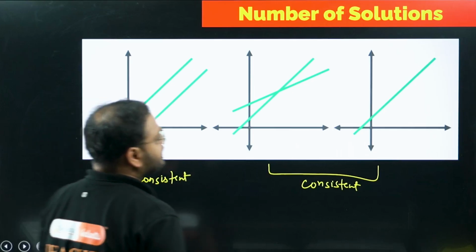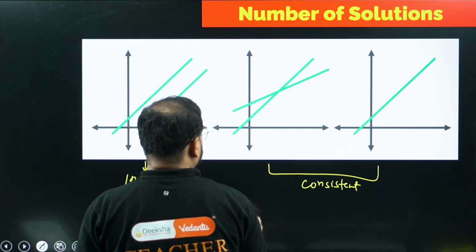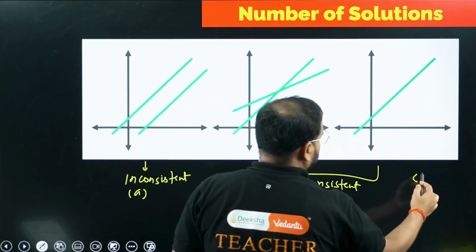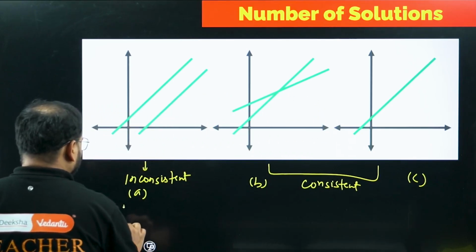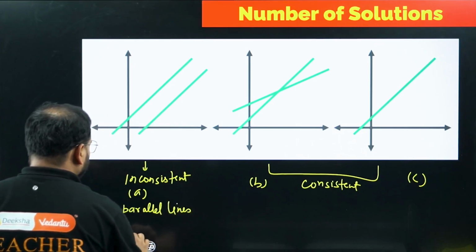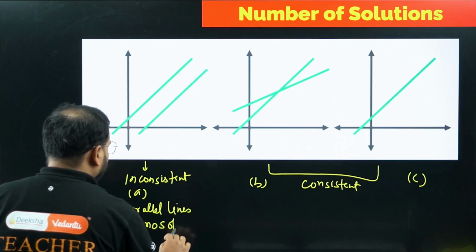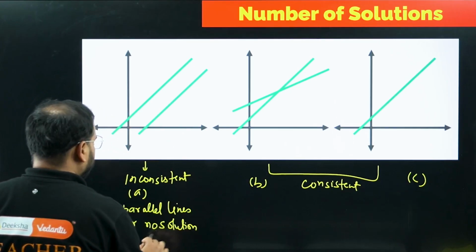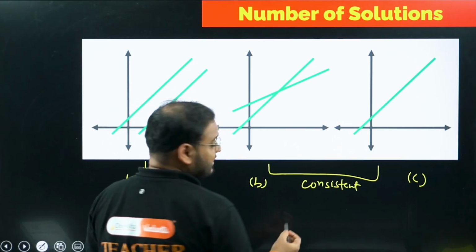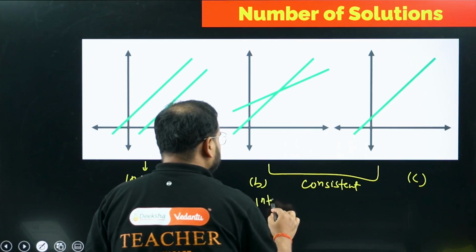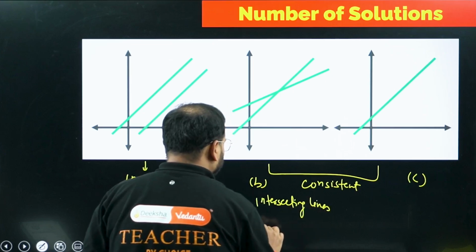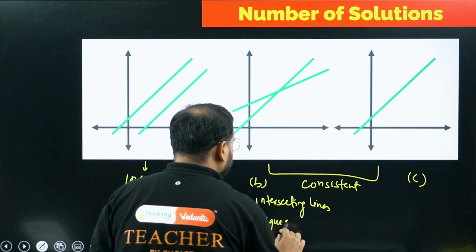Okay, so basically whenever you have, if I write this to be A, this to be B, and this to be C. A represents parallel lines, or no solution. B represents what? Intersection. You have intersecting lines. You can write this B as intersecting lines, also called a unique solution.